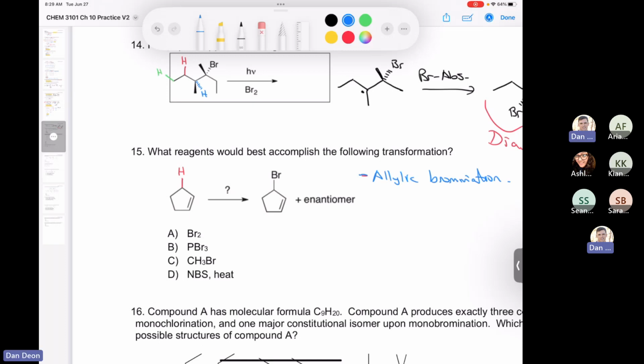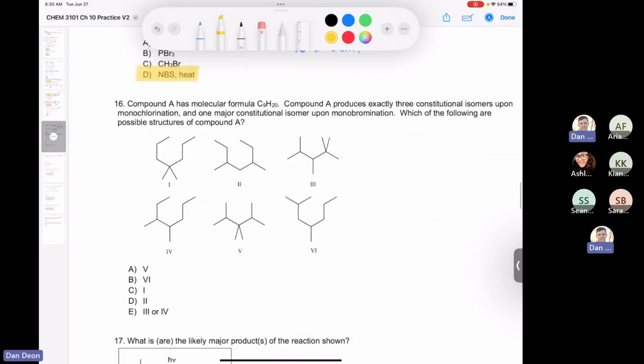Yeah, the answer is D. So we'll put here NBS. NBS is the best choice since we avoid addition to the pi bond. So you don't get any addition to the pi bond, and so yes, the best idea is to use N-bromosuccinimide and to cook it up. All right, let's move on to the next one. Let's see what we got here.